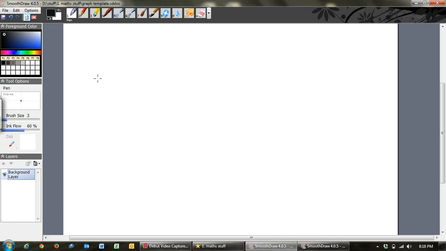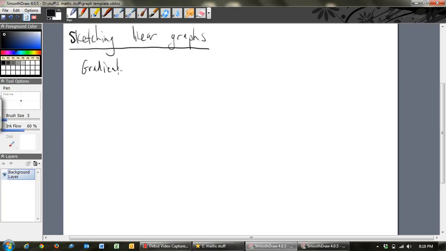And welcome back. What we're going to start doing now is learning how to sketch linear graphs. There are two methods, and the method I'm going to teach you today has not a stupid name, but really no good name: the gradient-intercept method.